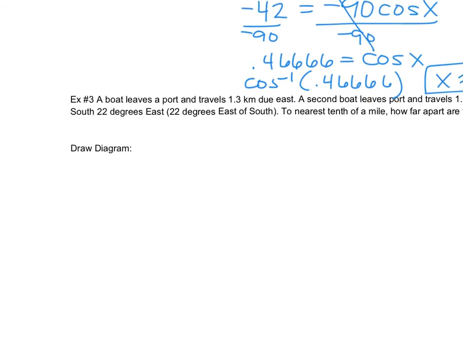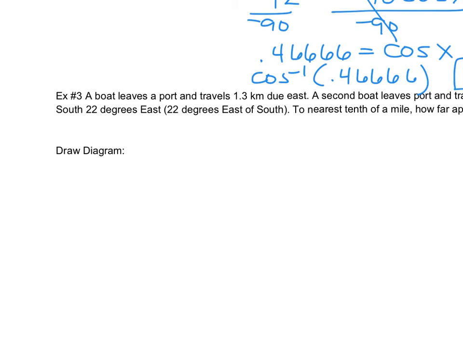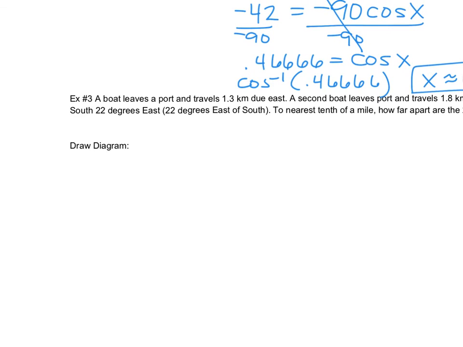Okay, last one. This one's fun. Not that those are fun too to me, but you know. It says a boat leaves a port and travels 1.3 kilometers due east. So we're going to call this our port. Okay, it's leaving, what's due east? Straight east, right? Not south, not north, just straight east. So it goes straight east 1.3 kilometers. So here's one boat, okay?